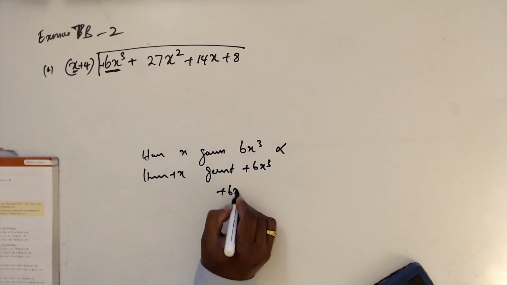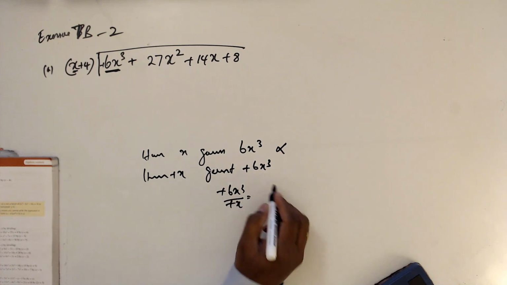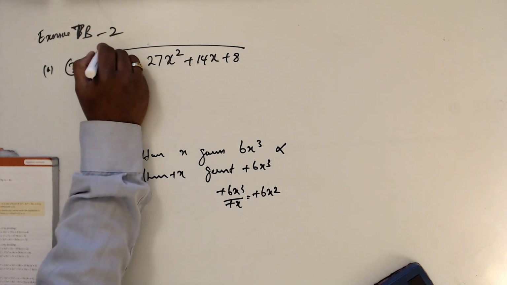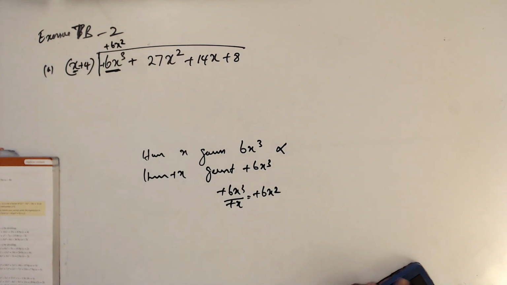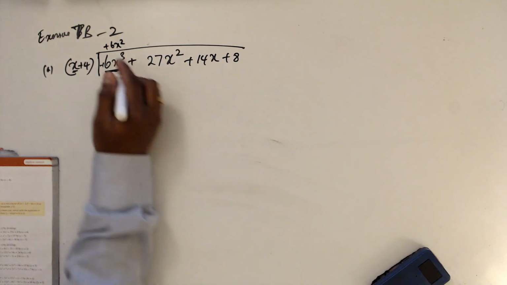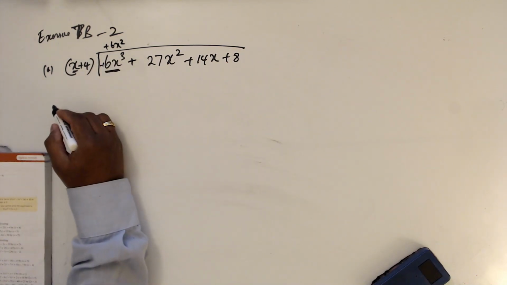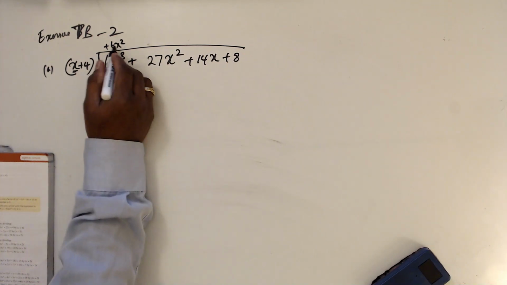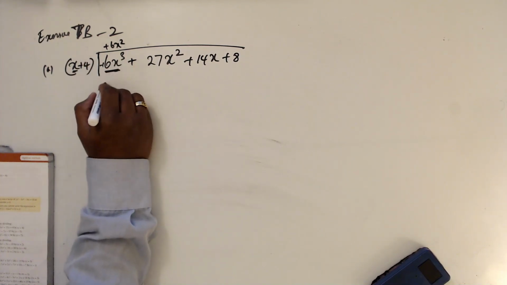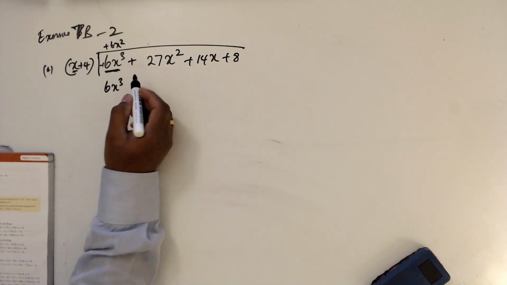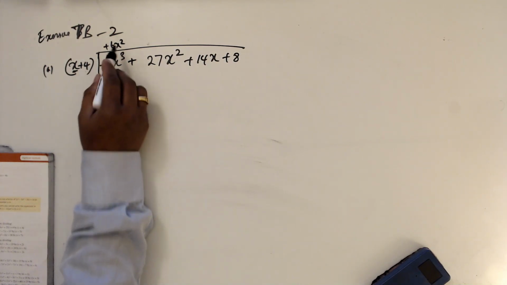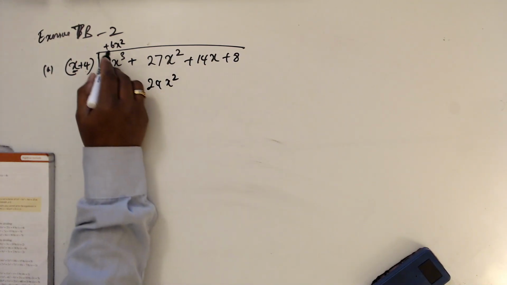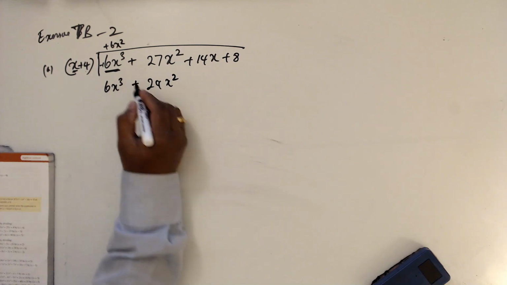So plus 6x cubed divided by plus x is plus 6x square. So this has to be plus 6x square. Now multiply back. 6x square times x is 6x cubed. Then 4 times 6x square is 24x square. Plus times plus is plus.